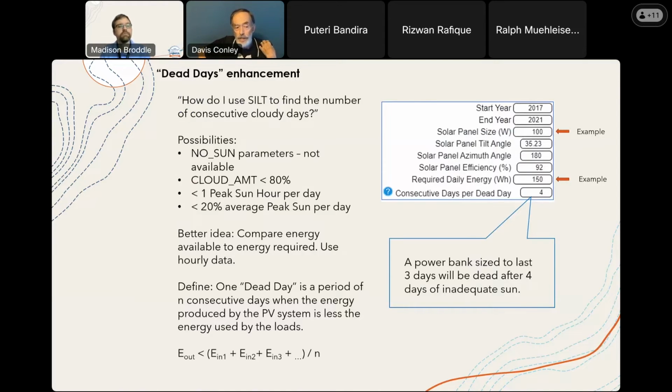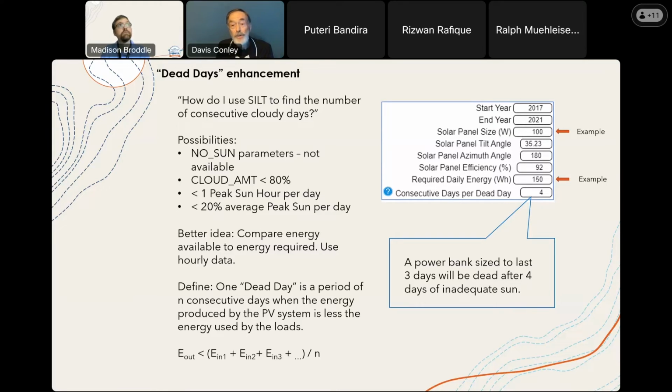I found out that the no sun parameters at that time were not available. We looked at the cloud amount, and that turned out to not be very good. We said, well, maybe the energy should be less than a peak sun hour per day. That turned out to not be very useful. And then we said, well, maybe it should be less than 20% of the average peak sun hours per day. And any type of averaging turned out to make all the cloudy days look like they were okay, which wasn't useful. So we had a better idea.